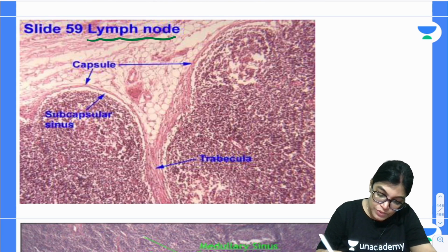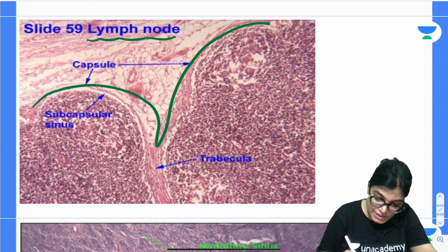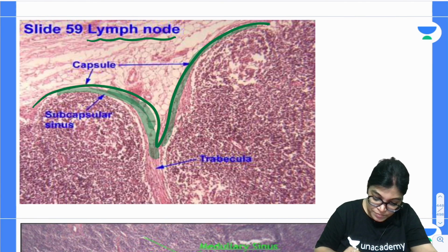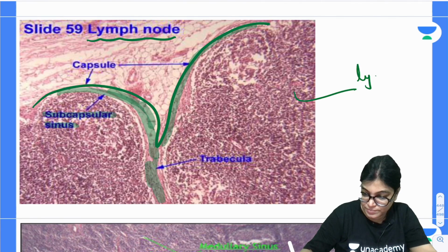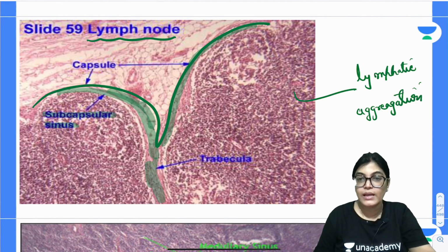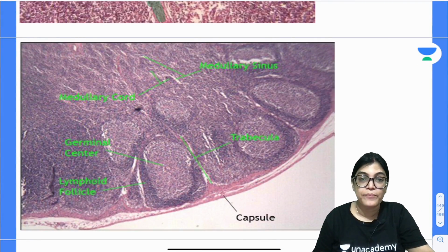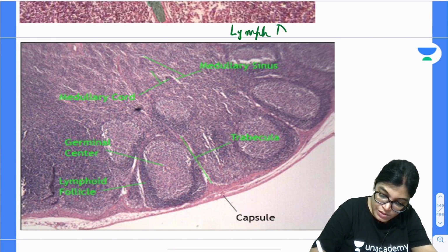So this is a slide of the lymph node. Very nicely again you can see the fibrous capsule, and this space is the subcapsular sinus. Then the trabeculae, and this is the lymphatic aggregation. Now let me show you another diagram. These are real histological slides which have been marked. This is again a histological slide of the lymph node.